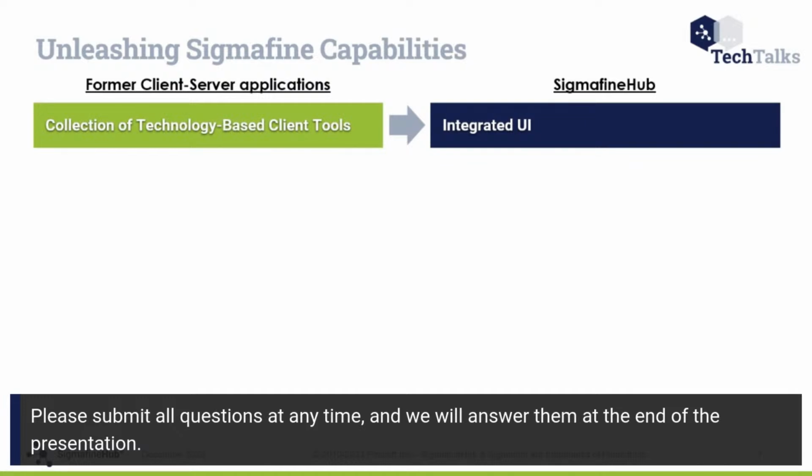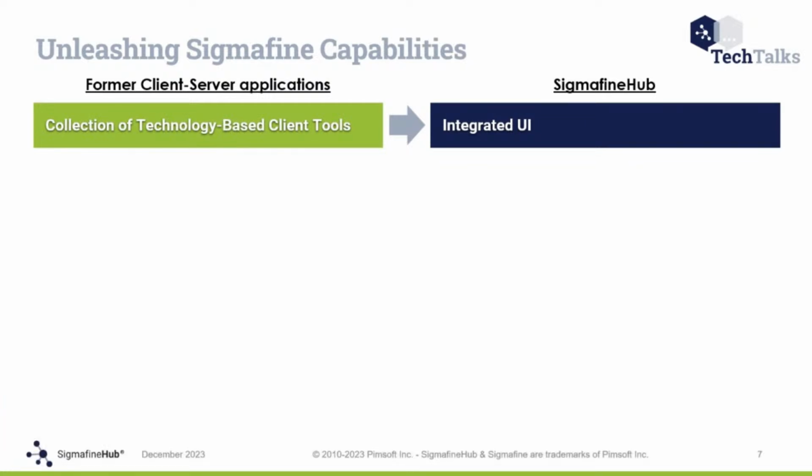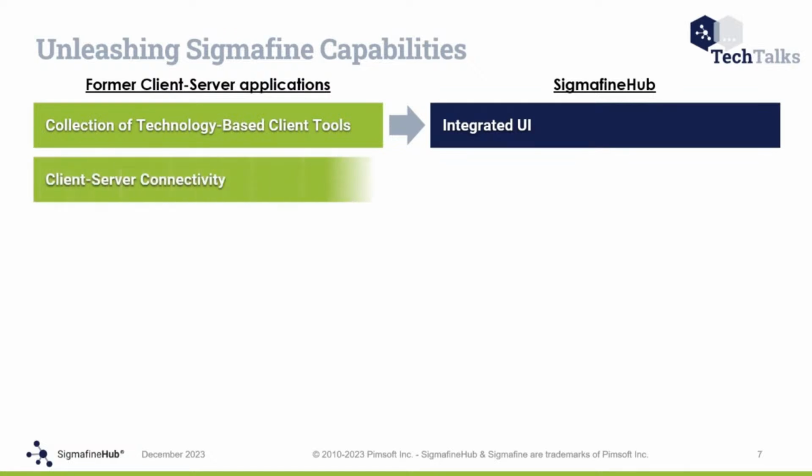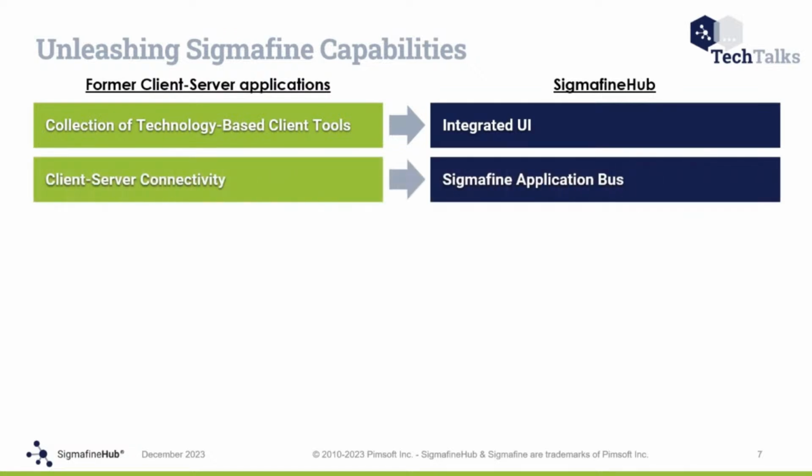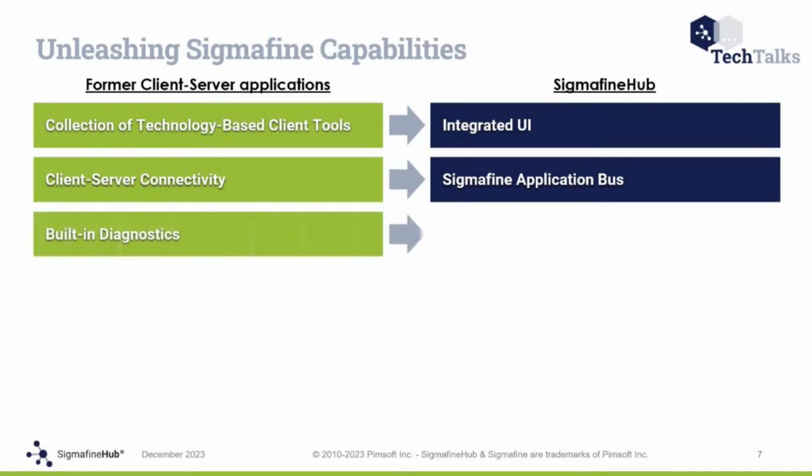the PI ProcessBook technology. Now you have an integrated UI, and it's web-based, so everything is sitting on the server, and you don't have to install workstations anymore. So anyone who is able to connect to the right network with the right credentials can have access to SigmafineHub. Again, the client-server connectivity is replaced by the application bus, and the technology we use now is Windows IIS, so it's very well supported, and it's totally integrated in the Windows Active Directory security environment.